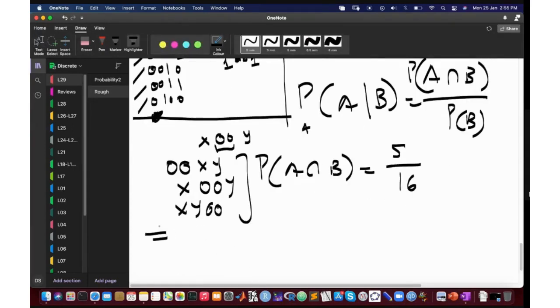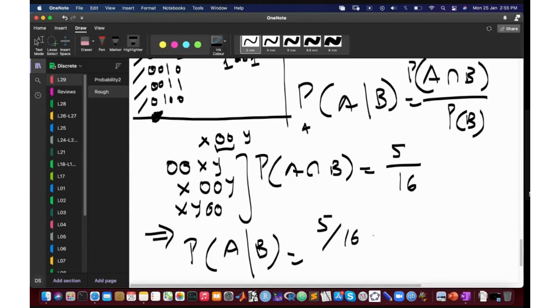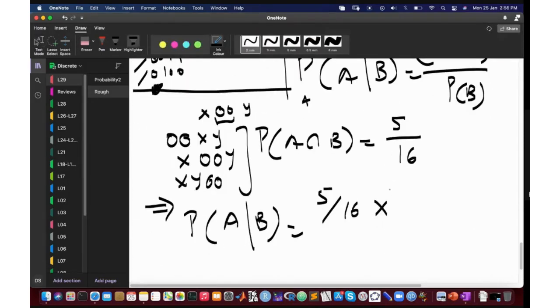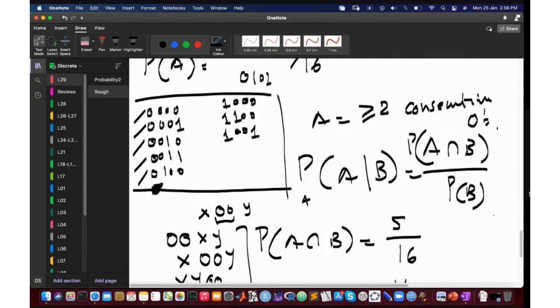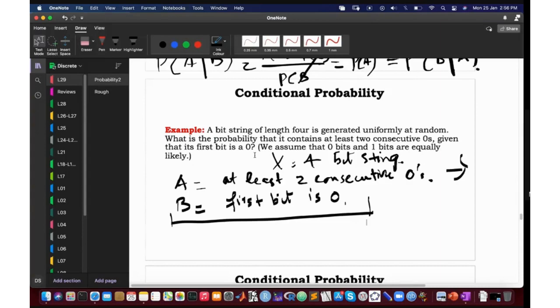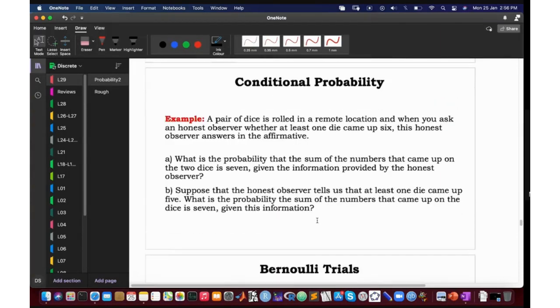This implies that the probability of A given B is 5 over 16 divided by, what was it? What was the probability of B? It was 8 over 16, so 1 by 2. So 16 over 8 times 5 over 16. Okay, so 5 over 8 is the probability that I would get consecutive 0 if the first bit is a 0. Okay. So a bit sort of laborious, but you need to do it. You need to follow this method. Okay, that's that. Let's see if we have any other example.